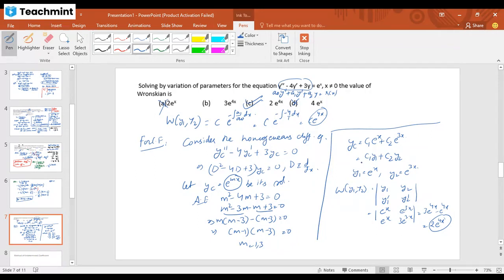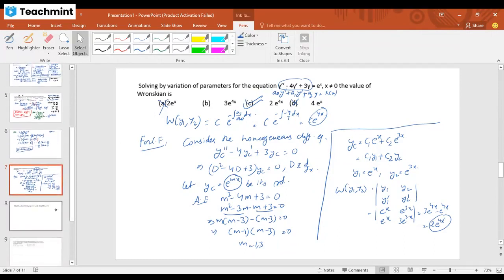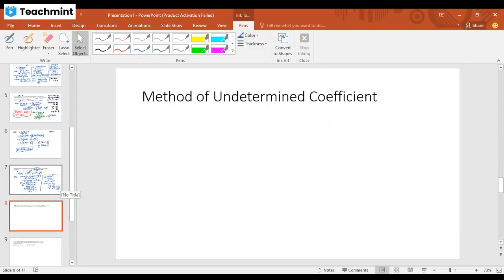Okay. So these are some different kinds of problems that could be framed from this topic, method of variation of parameter. Now let us move to the next method, that is method of undetermined coefficient.